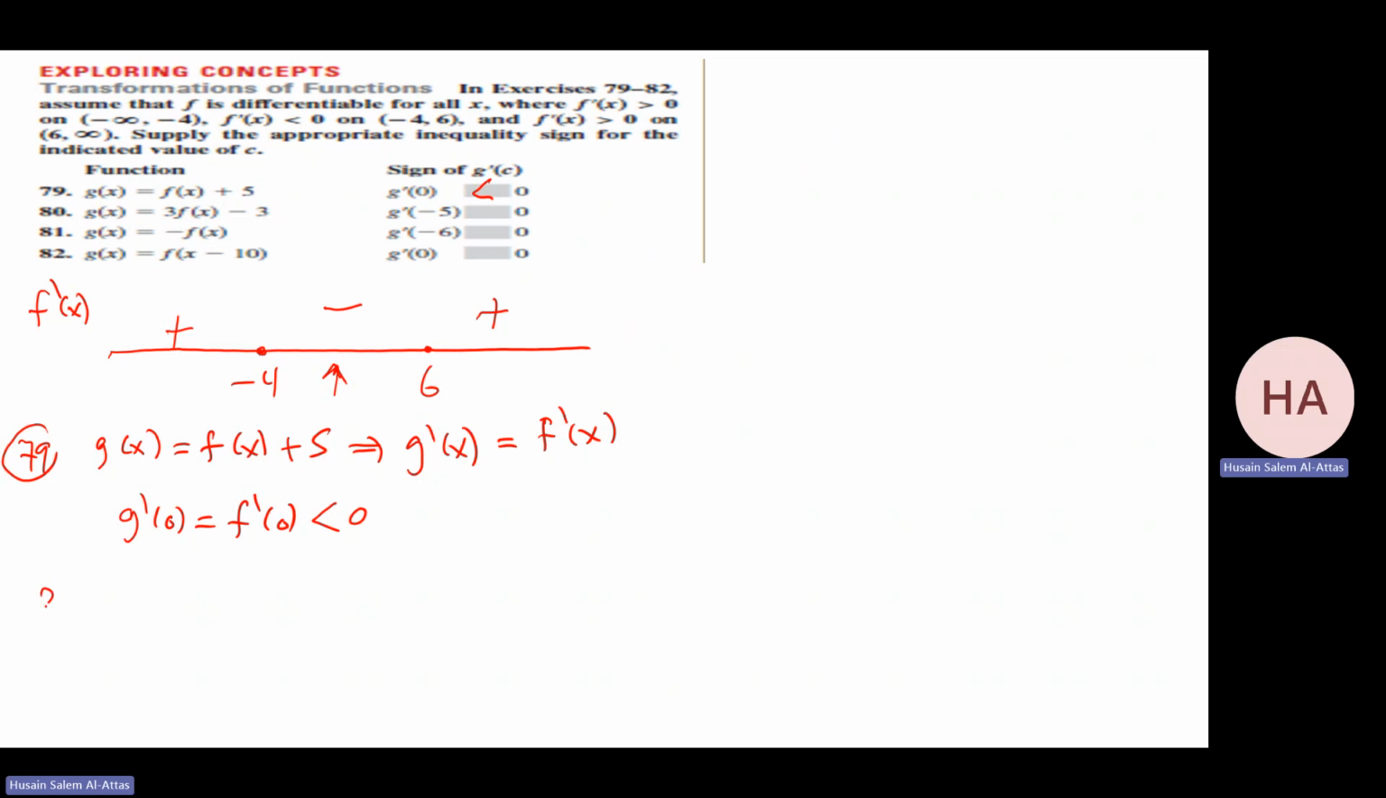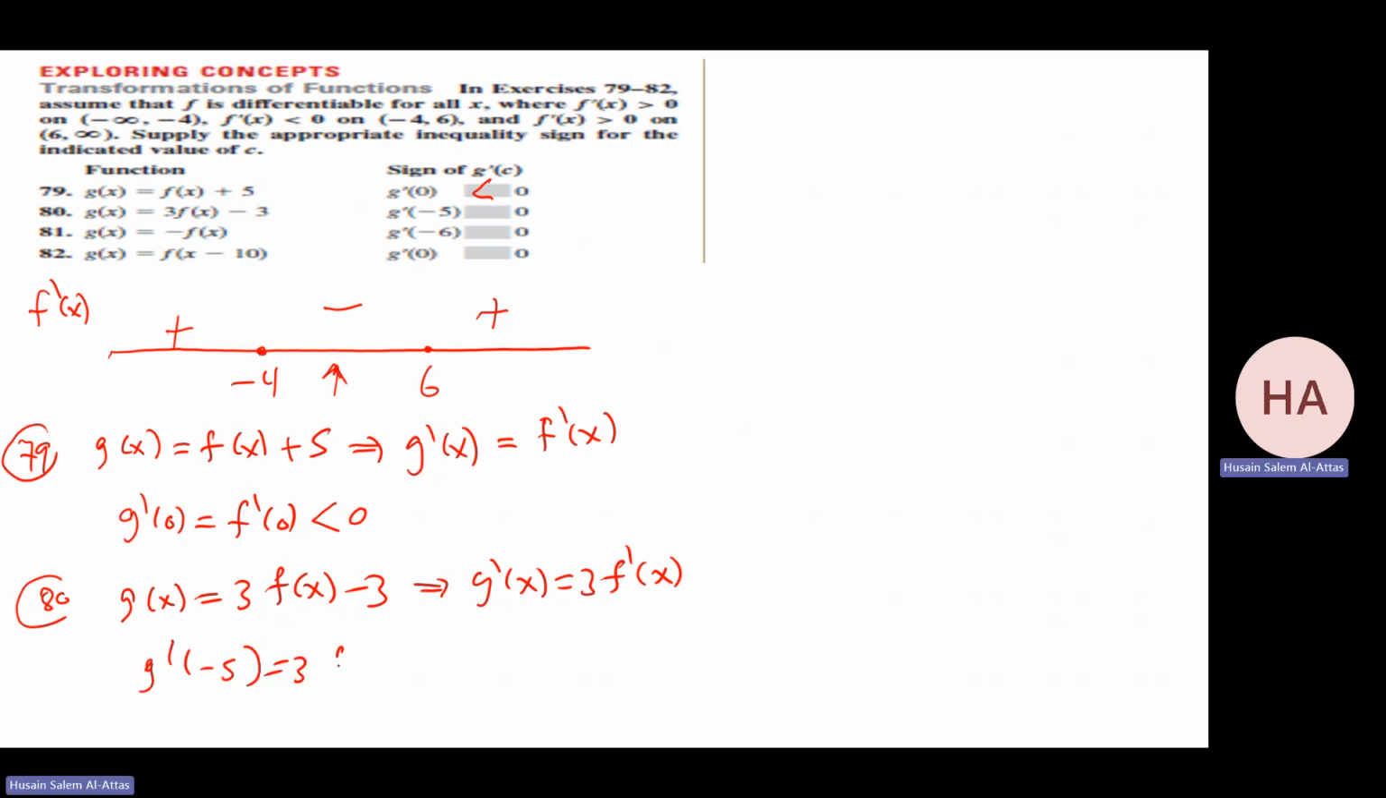Now we'll do 80. Same idea. G of x is 3 times f of x minus 3. What will be g prime? It will be 3 f prime of x. What they want is g prime at -5, which will be 3 f prime at -5. Where is -5? -5 is here. That will be positive times 3, so that will be greater than 0. Okay, 81.